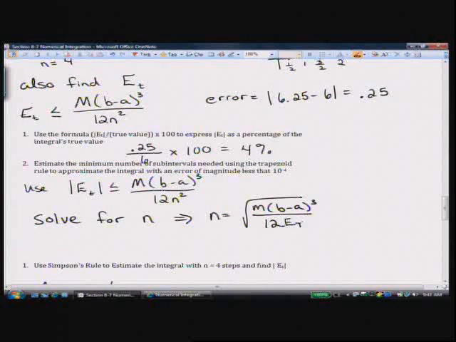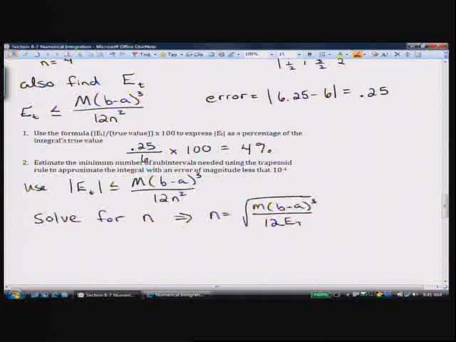Okay? All right, and so this will give you an estimate for n, and you're always going to, if it's a decimal, you just go up, because it's an estimate for n. So you're just going to go up. All right, so let's figure out what values we have.